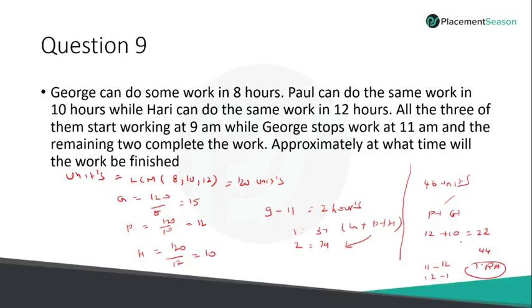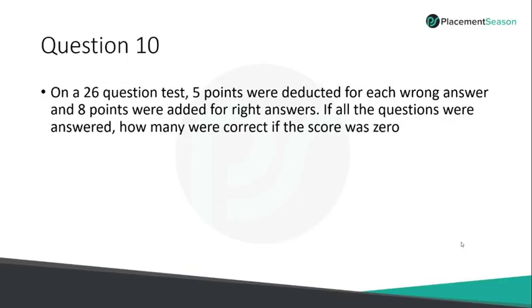So this is how the unitary method is very, very important and easy to understand. The 10th question. Read the problem. On a 26 question test, 5 points were deducted for each wrong answer and 8 points were added for each right answer. If all the questions were answered, how many were correct if the score was 0? So using the options, you can get the answer very easily. Like there are 10 questions right. For each question it is 8, so it is 80. And 16 questions wrong.